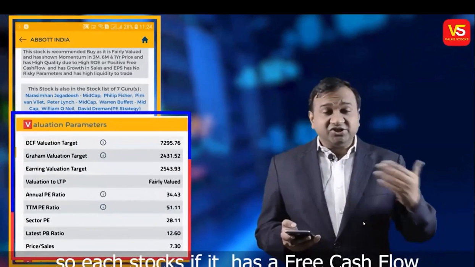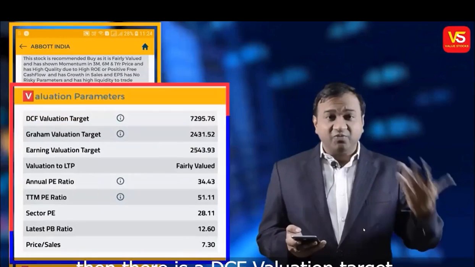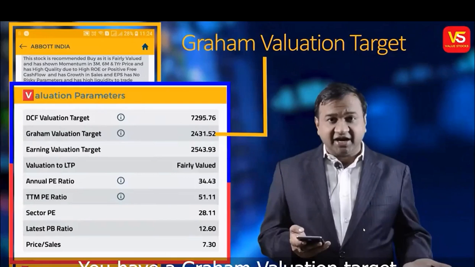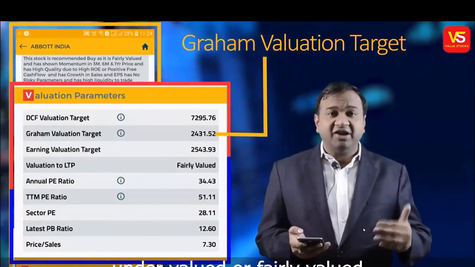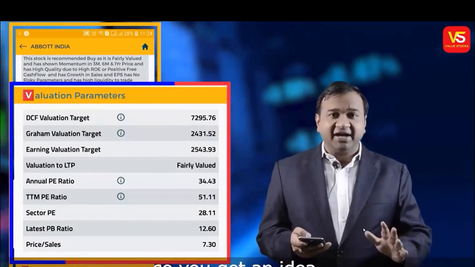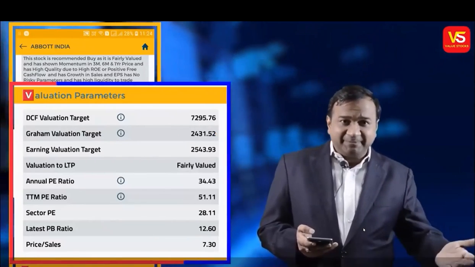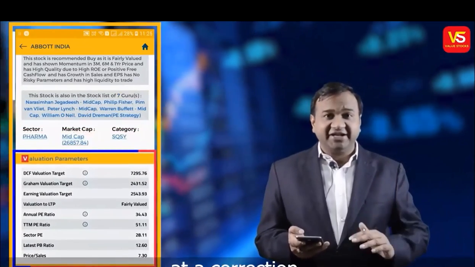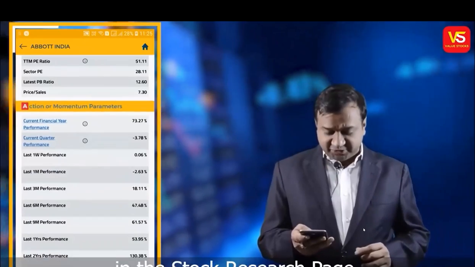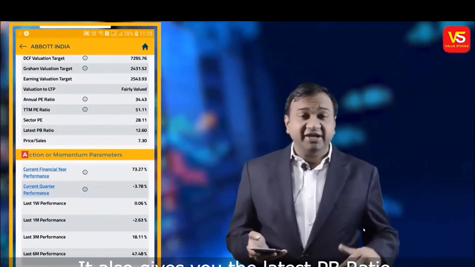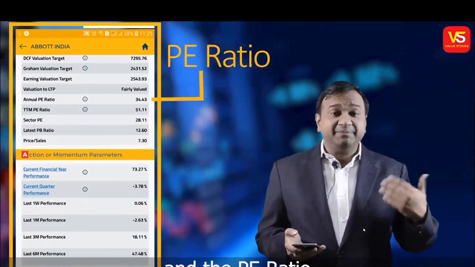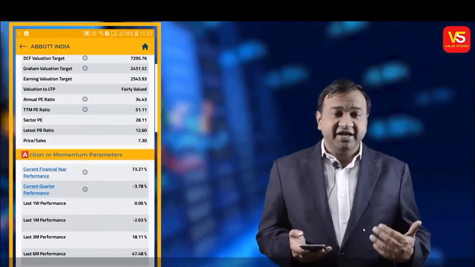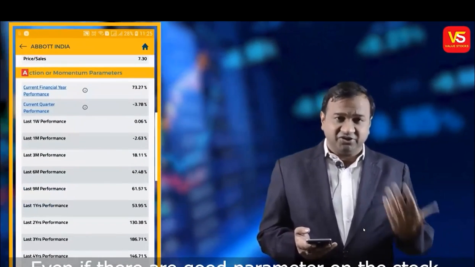If a stock has free cash flow, then there is a DCF valuation target, discounted cash flow. You have a Graham valuation target, showing whether the stock is overvalued, undervalued or fairly valued. So you get an idea. If the stock is a buy but it is overvalued, then it is recommended that you buy only at a correction, which is mentioned on the stock research page. It also gives you the latest PB ratio and PE ratio, so that you have an idea whether the stock is expensive or not, even if there are good parameters in the stock.